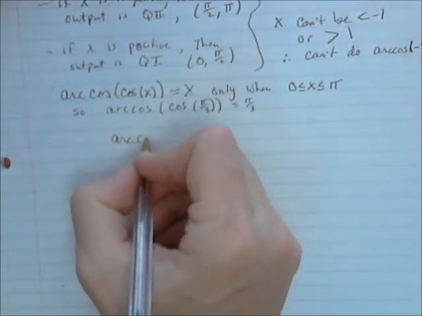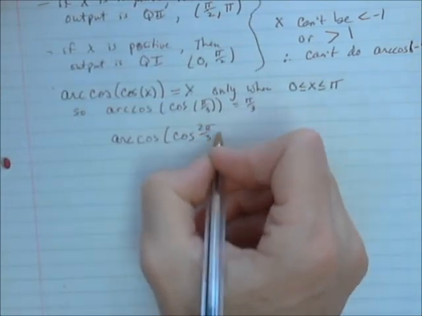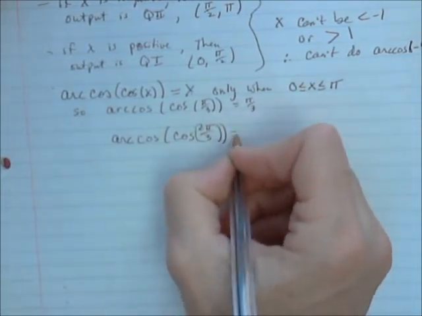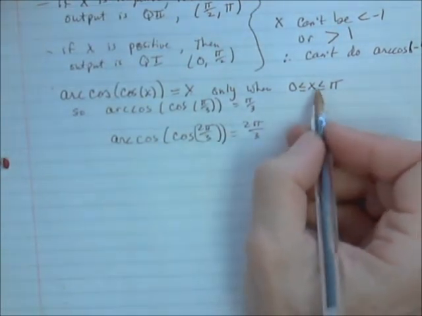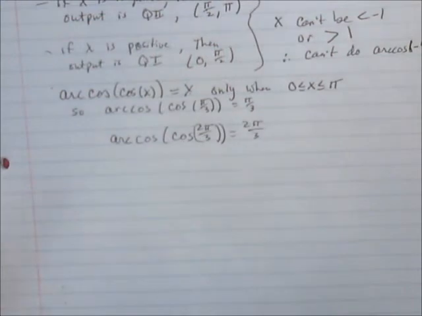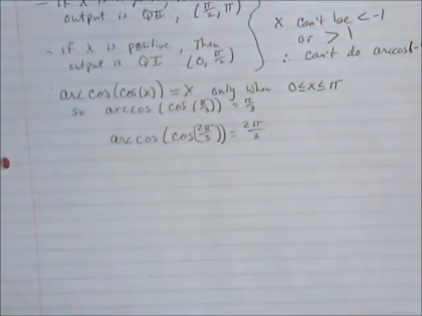Also, if you do the arc cosine of the cosine of 2 pi over 3, you're going to get 2 pi over 3 because 2 pi over 3 is still in that range. This wouldn't work if it was arc sine though, because 2 pi over 3 would be outside the range for that composition.